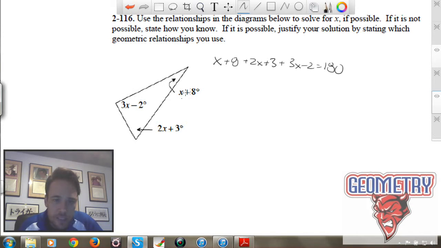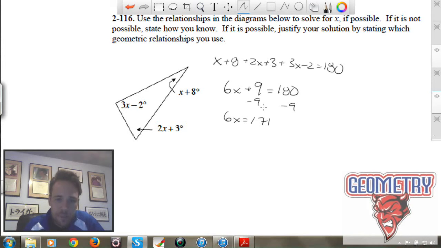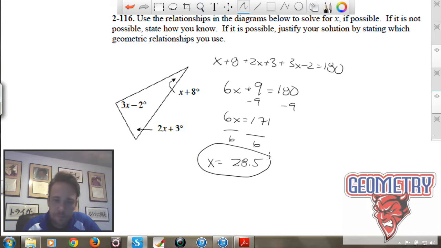So we got 1, 2, 3, 4, 5, 6x, and 8 plus 3 minus 2 is 9, so 6x plus 9 equals 180. Let's subtract 9 from each side. So 6x equals 171. Let's see what 171 divided by 6 is. It ends up being 28.5. So x equals 28.5 for that one.